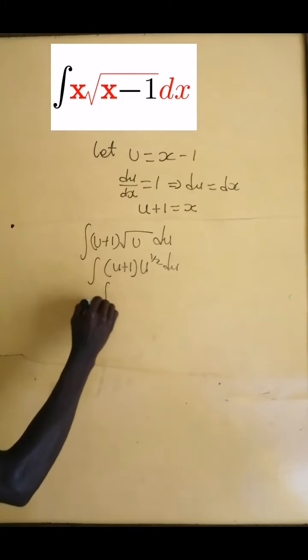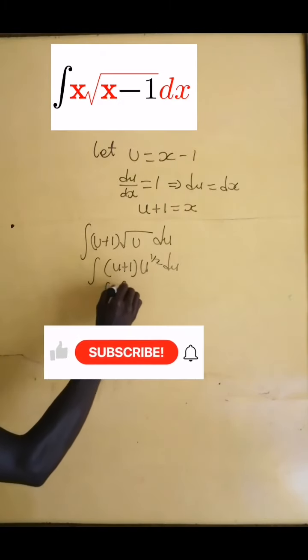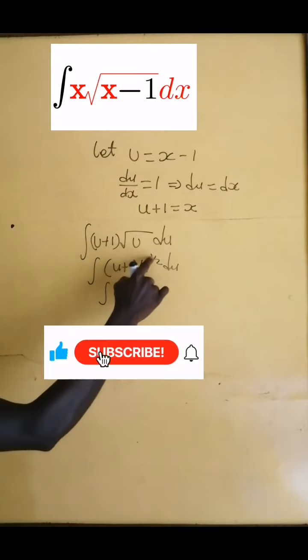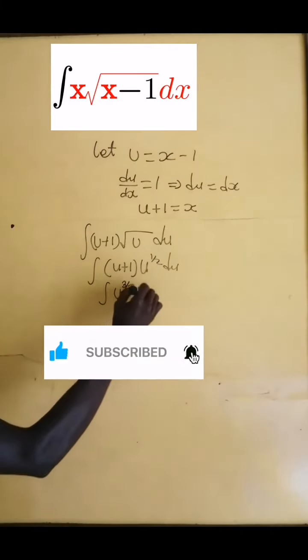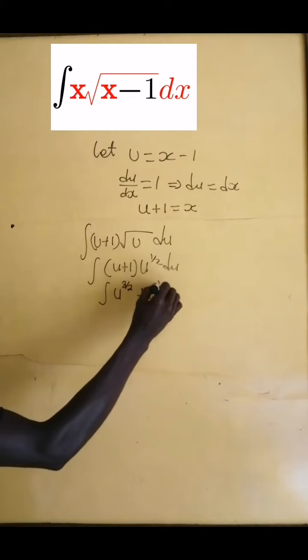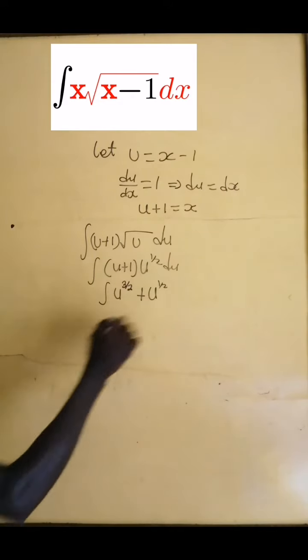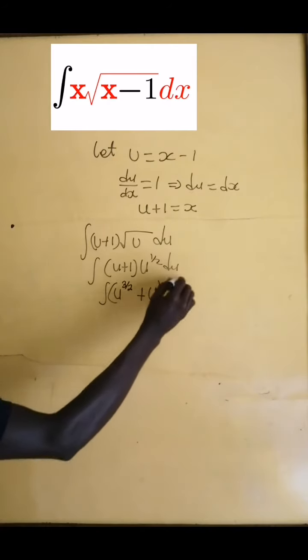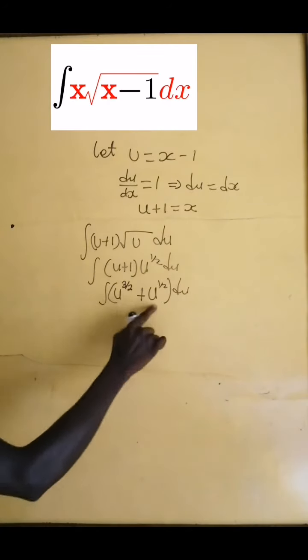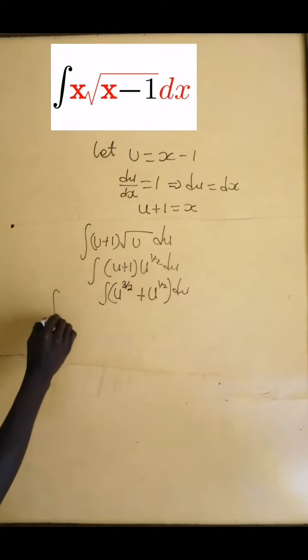Now let us expand this to get u to the power 3 out of 2. That is 1 plus half will give us 3 out of 2, plus u to the power half. That is u to the power half times 1 is u to the power half du. Now we integrate term by term.